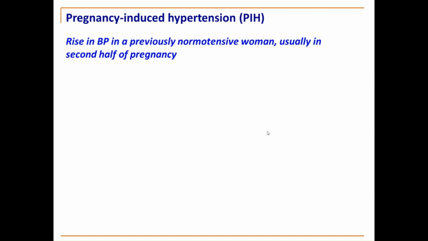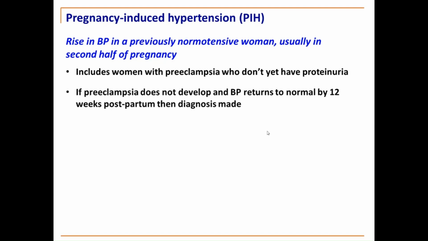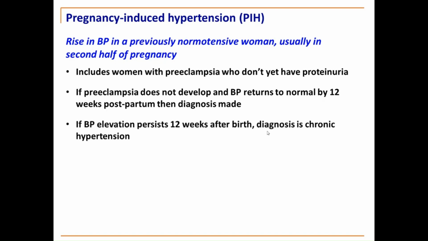So in pregnancy-induced hypertension, there's a rise in blood pressure in a previously normotensive woman, and it's usually seen in the second half of pregnancy. It includes women with pre-eclampsia who don't yet have proteinuria, which is one of the characteristics of pre-eclampsia. And if pre-eclampsia doesn't develop and blood pressure returns to normal by 12 weeks postpartum, that is when the diagnosis can be made. If the blood pressure is elevated for 12 weeks after birth, then of course the diagnosis becomes chronic hypertension because it is still there a long time after birth.